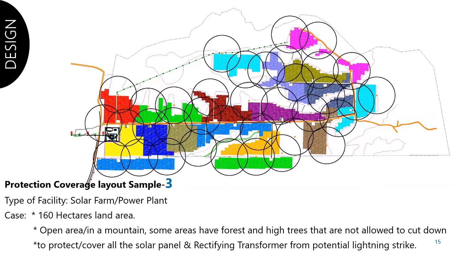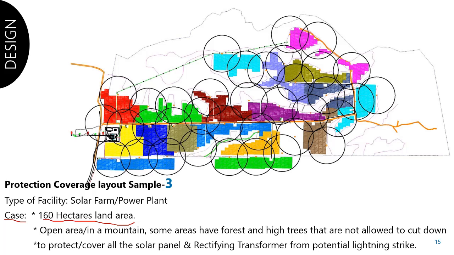Okay, for sample number 3, it is a big project, a solar farm or a power plant. For our case, I have a 160-hectare land area to be protected from lightning strike, an open area in a mountain. Some areas have forests and high trees that are not allowed to be cut down, just an owner decision to have it not cut down, and also a government ruling for that tree because it's too old.